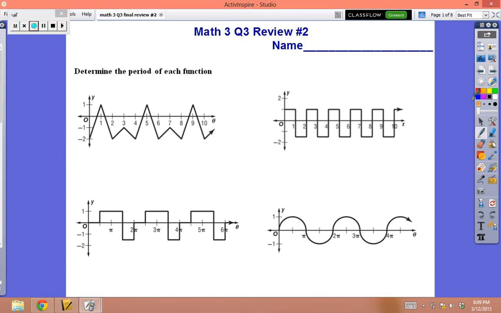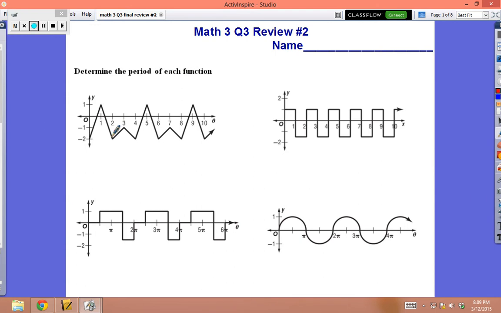Okay, looking at the period of a graph, graphs are periodic if they repeat the pattern over and over. So these four graphs are examples of periodic functions, and if you're looking for the period, you're looking for when it starts to repeat itself. So this one, if you just follow along, you've got to recognize the pattern.